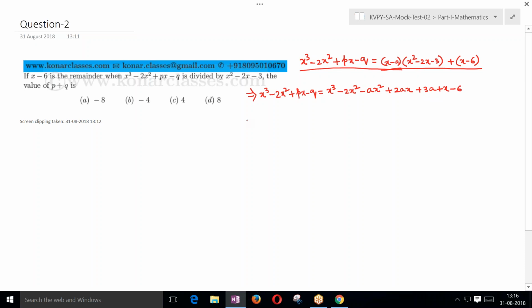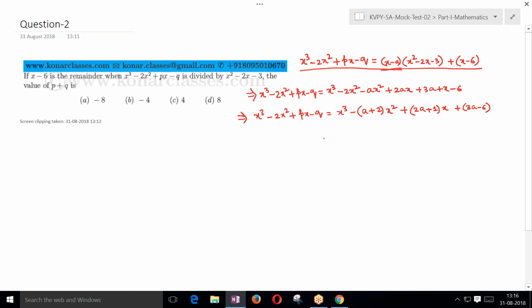So if we make it in a more proper form: x cube minus 2x square plus px minus q is equal to x cube minus (a plus 2) into x square, plus (2a plus 1) into x, plus 3a minus 6.